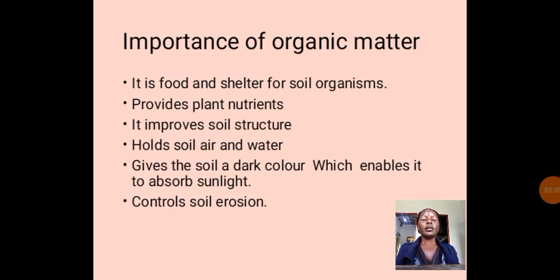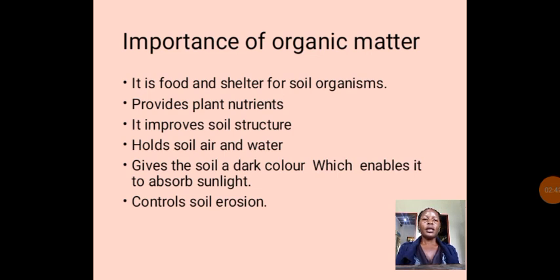And then 3, we are saying that it improves soil structure. Remember that organic matter helps in binding the soil particles together, thus improving on the what? Improving on the soil structure. And then we are saying that it holds soil air and water, because it is a place which contains air and water, and we all know that the air and water is essential for the growth of plants and the survival of what? Of these living organisms found in the soil.